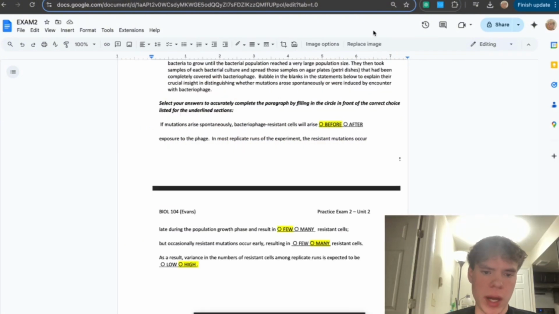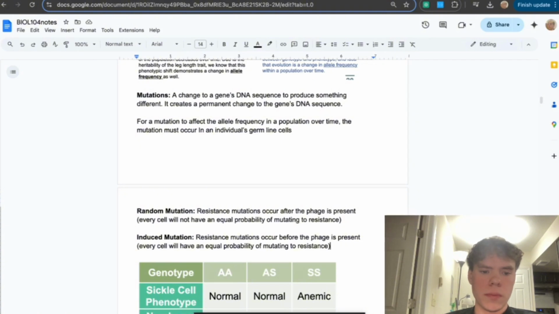This is saying if mutations arise naturally, resistant cells will arise before exposure to a phage, which would make sense because it would just be random. The resistant mutations occur late during the population growth and result in few resistant cells, but occasionally resistant mutations occur early, resulting in many resistant cells. As a result, variance in the numbers of resistant cells among replicate runs is expected to be high. With a random mutation, a resistance mutation occurs before the phage is present, and every cell will not have an equal probability of mutating to resistance. With induced mutation, resistance mutations occur after the phage is present, and every cell will have an equal probability of mutating to resistance.